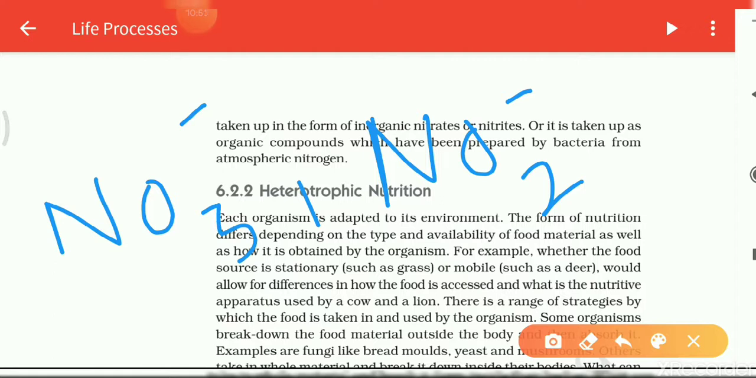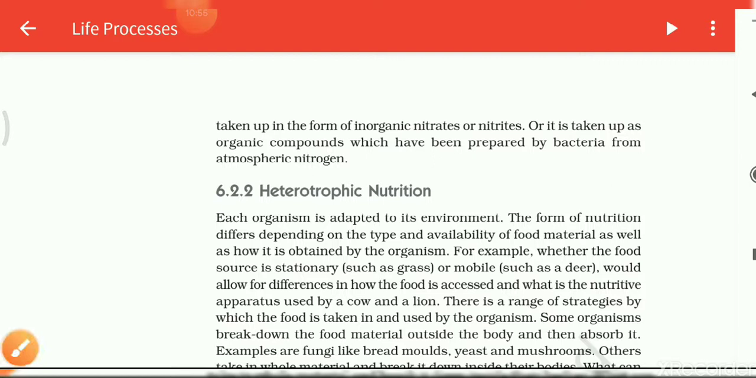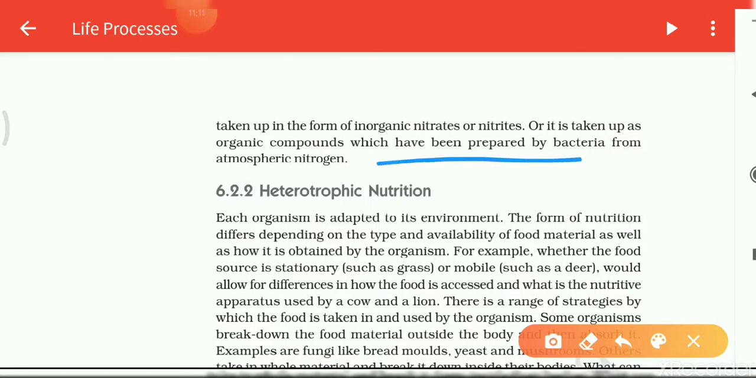Plants can take this nitrogen in the form of nitrates and nitrites, or it is taken up as organic compounds which have been prepared by bacteria from atmospheric nitrogen. Organic compounds are also taken from the soil, made by bacteria, which help in the conversion of atmospheric nitrogen into nitrates or nitrites. This is all about this activity.